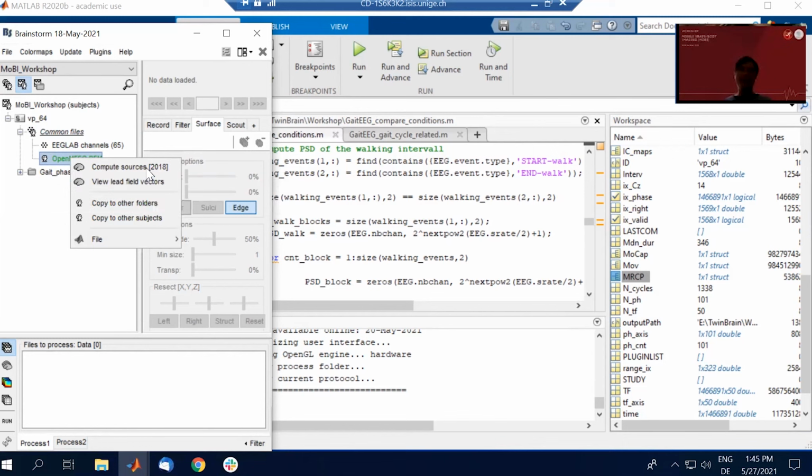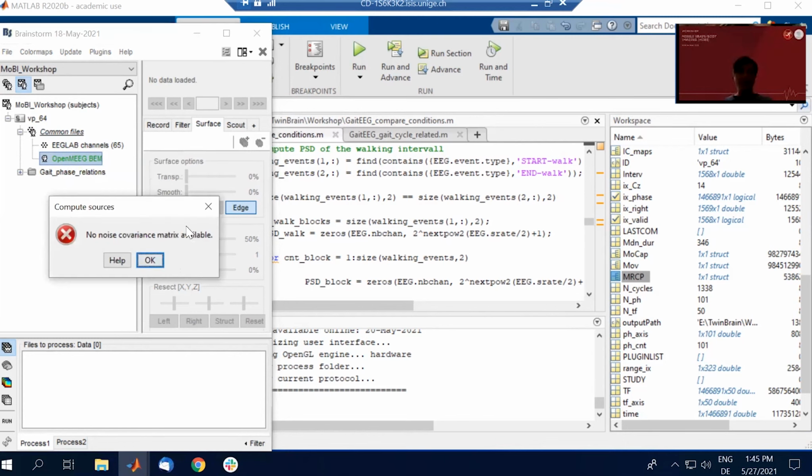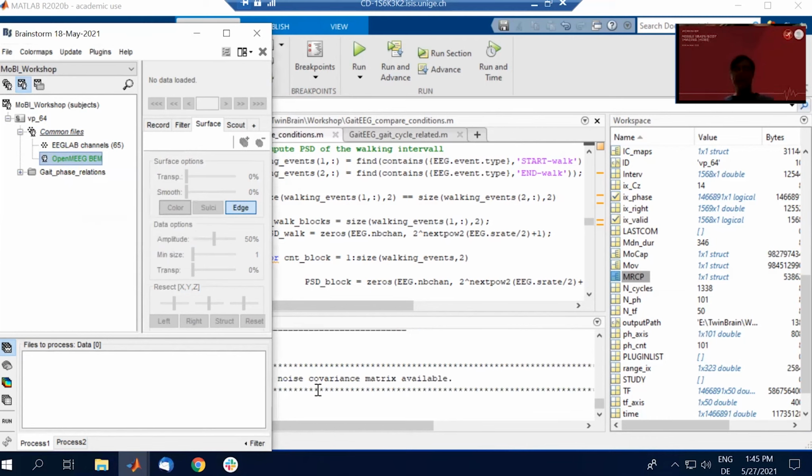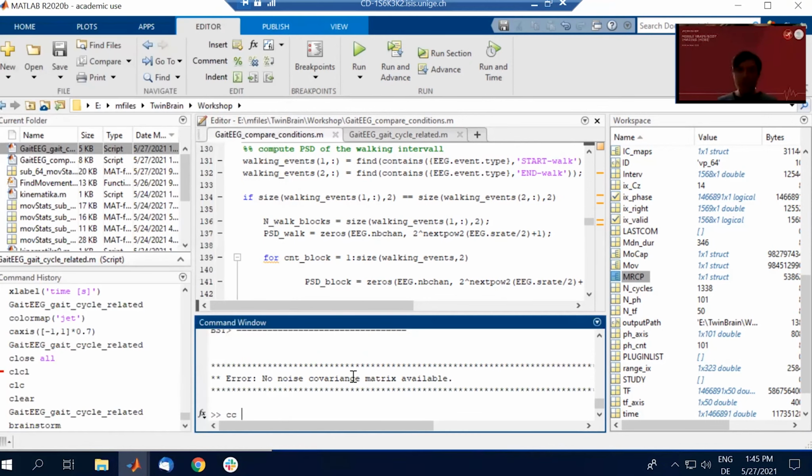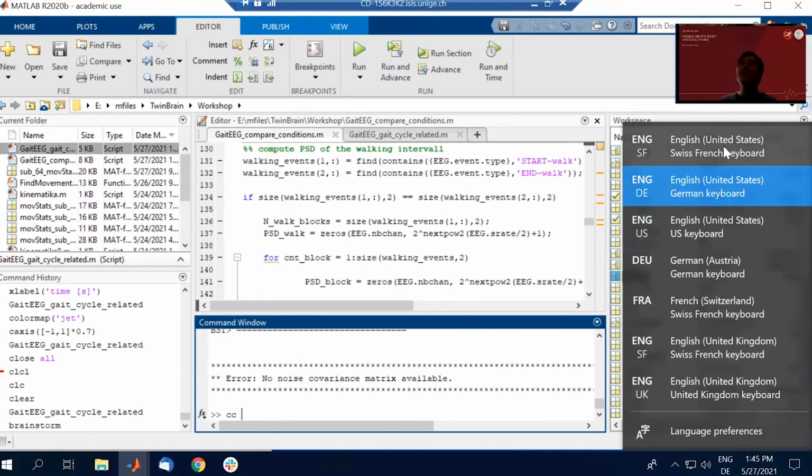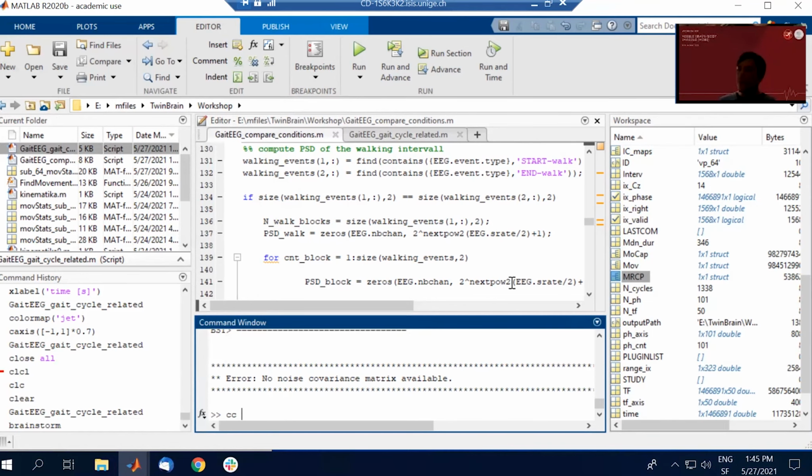You do again, right click in the toolbox, hit compute sources, and now it says there's no covariance matrix. That's exactly right. Covariance matrix modeling is important. And you can, in a very simple way, just compute the covariance matrix saying CC equals, oh, I have to change this. I'm not sure. Yes, you can just do this, you know, cov.